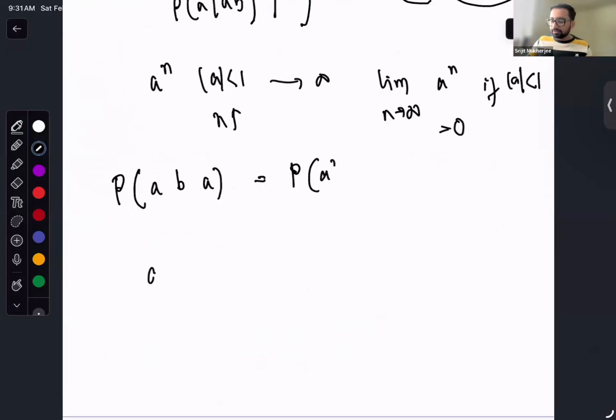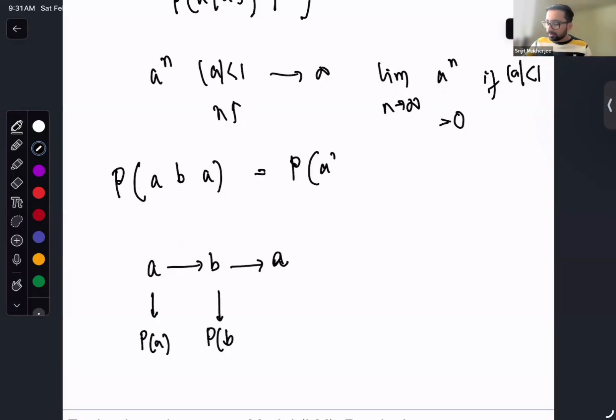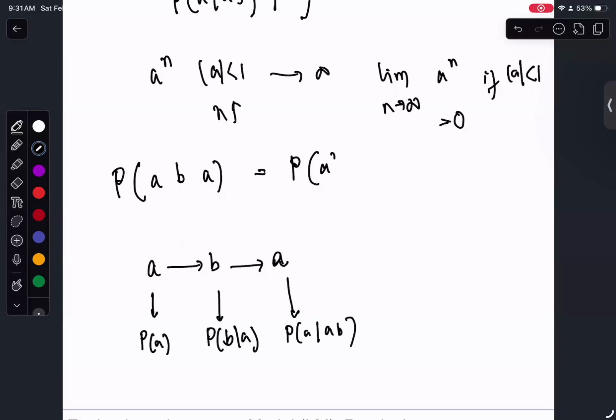So you can think of this in this way: A, B, and A. We want to find the probability of A, B, and A. First you find the probability of A, then you find the probability of B, given that you already have A. So first you go to A and then you go to B. That's what it means essentially. And here, it means the probability of A given that you already know it's coming through A and B.